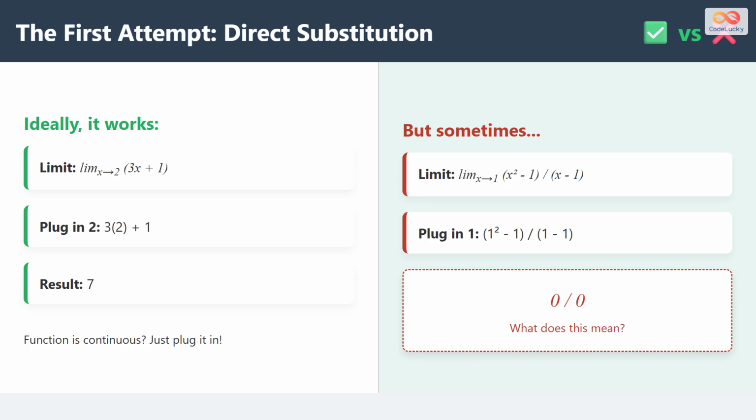Usually, finding a limit is easy. You just use direct substitution. That means you plug the number into the function. If the function is continuous, like 3x plus 1, you plug in 2, get 7, and you are done. But sometimes, when you plug the number in, like in the second example, you get 0 divided by 0. This is where the trouble begins.